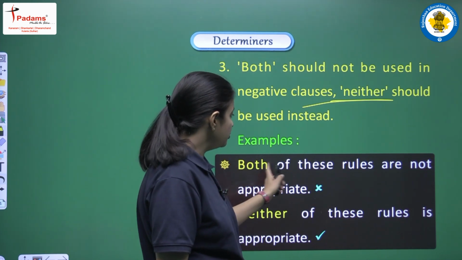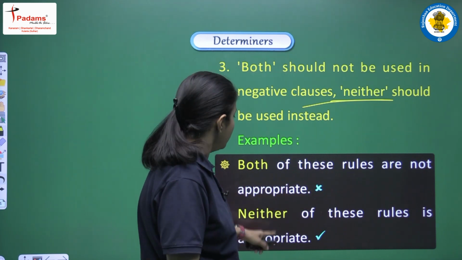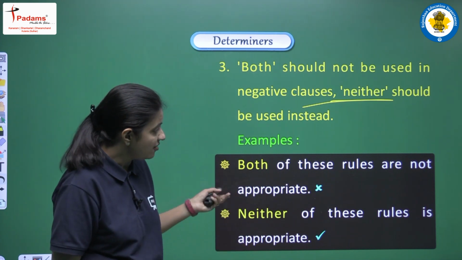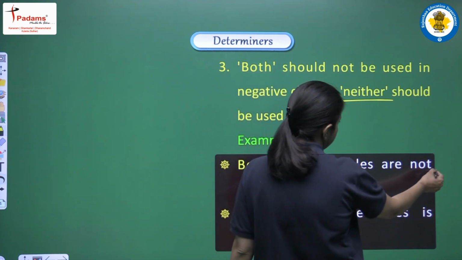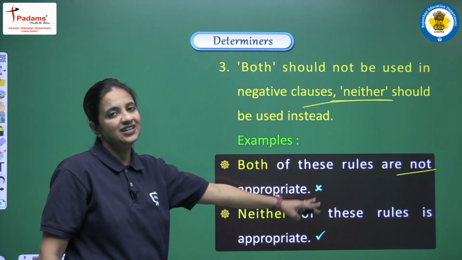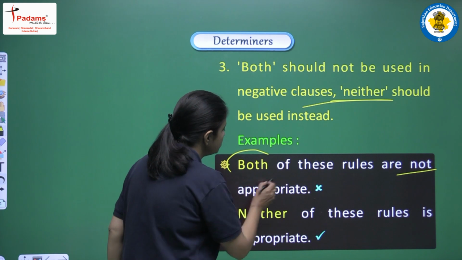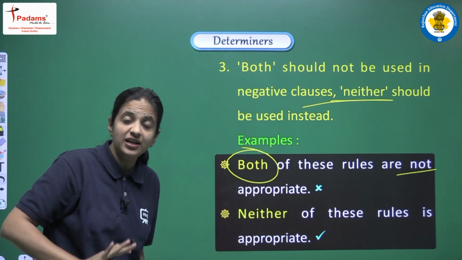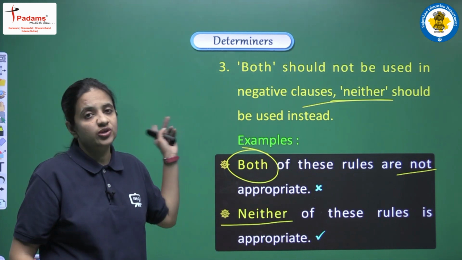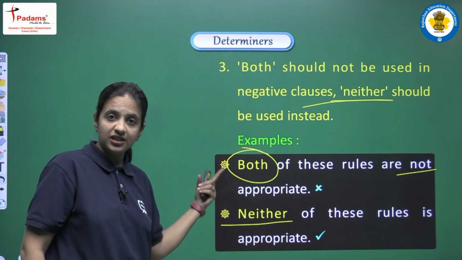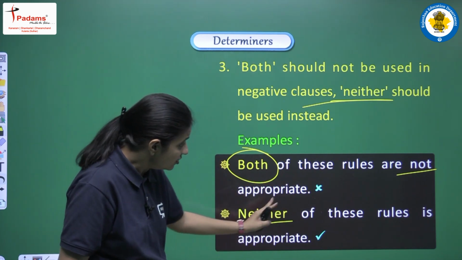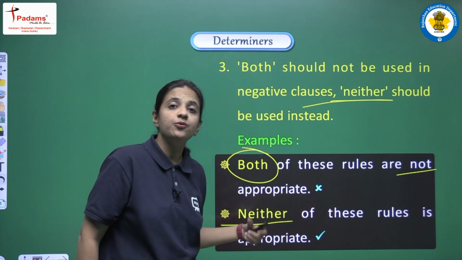We are having both of these rules are not appropriate, and we are having neither of these rules is appropriate. So we are having a negative sentence. Why? Because there is a not in the sentence. So according to the rule, if we are having a negative sentence, at that time we should not use both in that sense. Neither is a more appropriate option. So in the place of both we have to use neither if we are having a negative sentence, and this will be the structure, neither of these rules is appropriate.